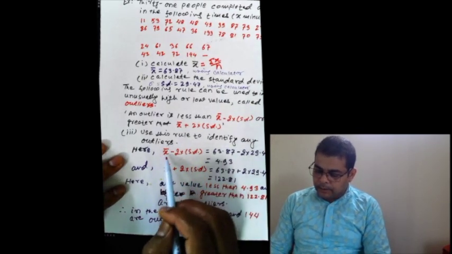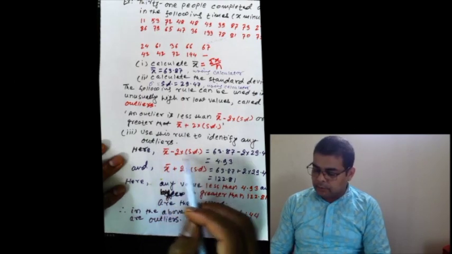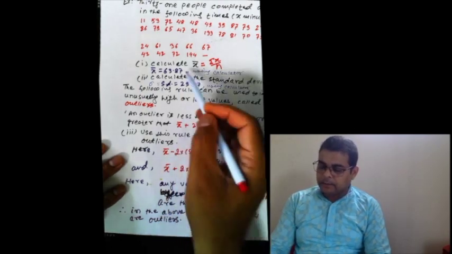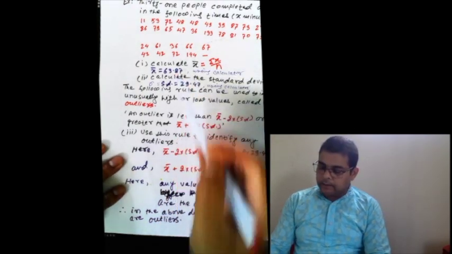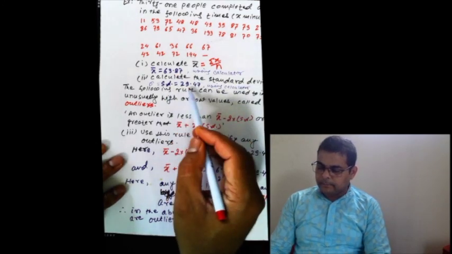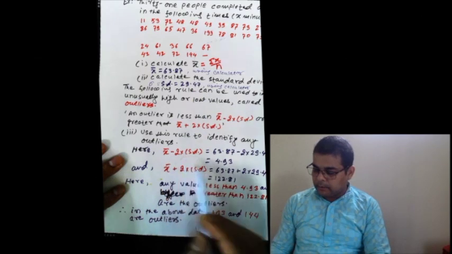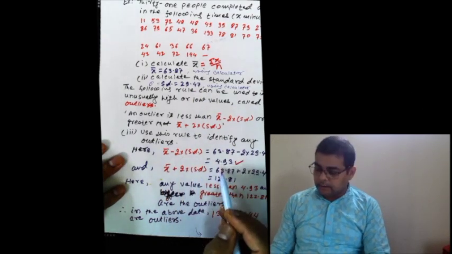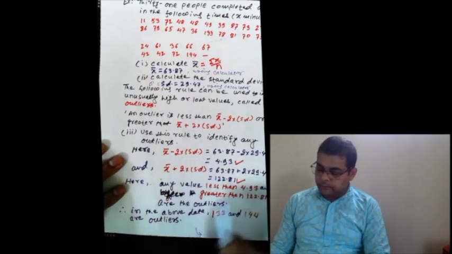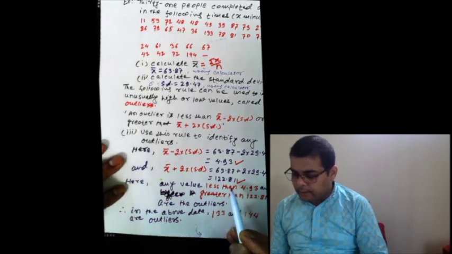Here we now calculate x bar minus 2 times the standard deviation. I have taken x bar from here and the standard deviation value from here again. The standard deviation is 29.7, and we can put it over here. Then we have one value as 4.93 and another value as 122.81. Now just compare this.